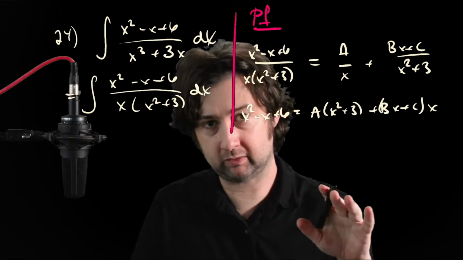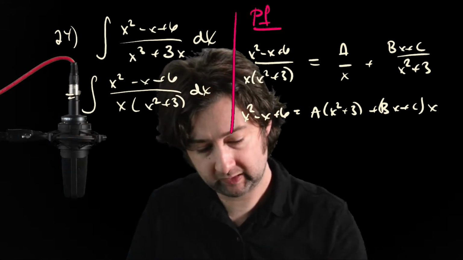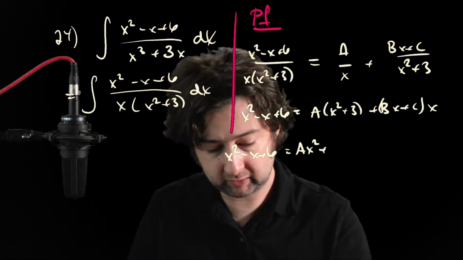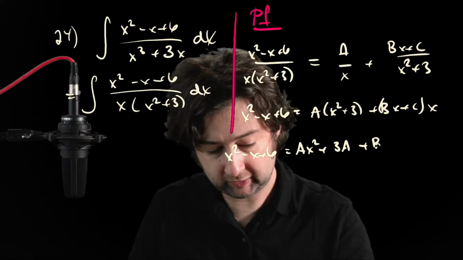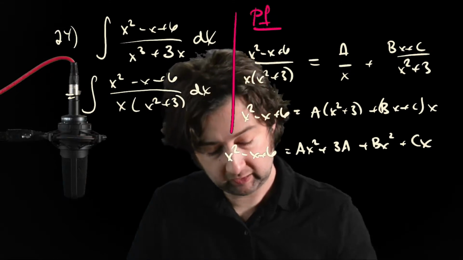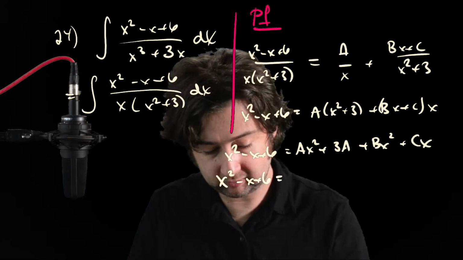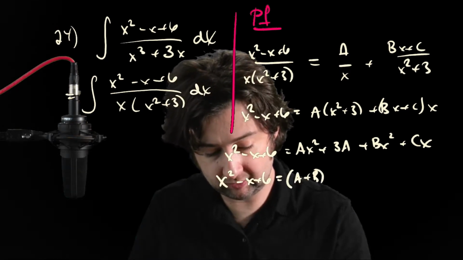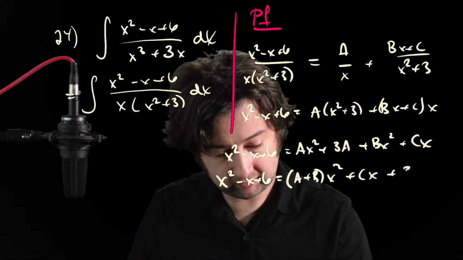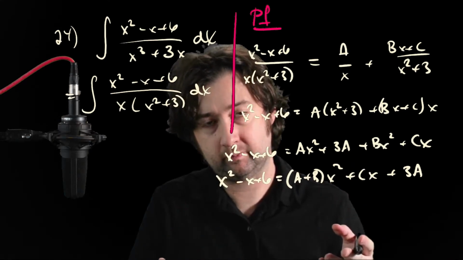So I've cleared denominators. Now I'm going to multiply everything out on the right-hand side so I can build my point of comparison. x squared minus x plus 6 is equal to Ax squared plus 3A plus Bx squared plus Cx. If I sort things out into like terms, I see an A and a B stuck to the x squared, and I see a C stuck to the x, and I see a 3A as my only constant. Now I'm positioned to make the comparisons that I need.